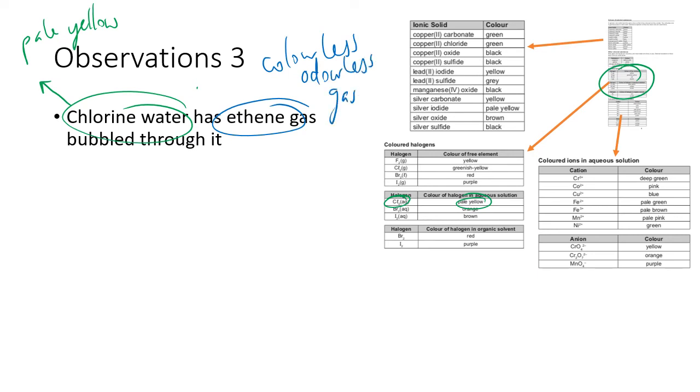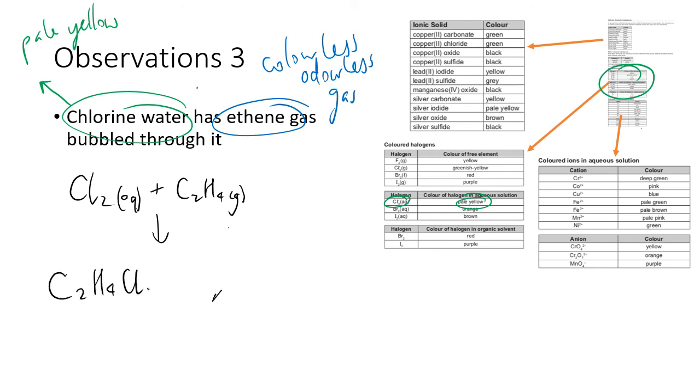All right, and what is the reaction that's going to occur? Cl2 (aq), right, plus ethene, which is C2H4 gas. What type of reaction is this? This is organic. It's an addition reaction. C2H4Cl2, that's a gas, and therefore that's also going to be a colorless, odorless gas.